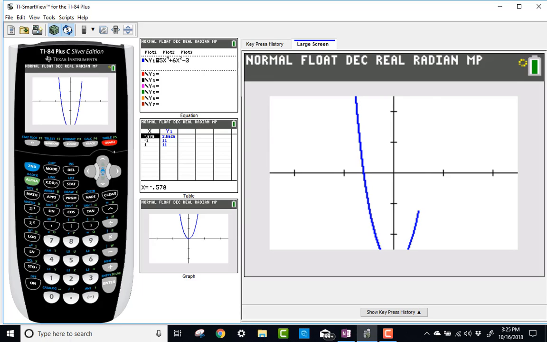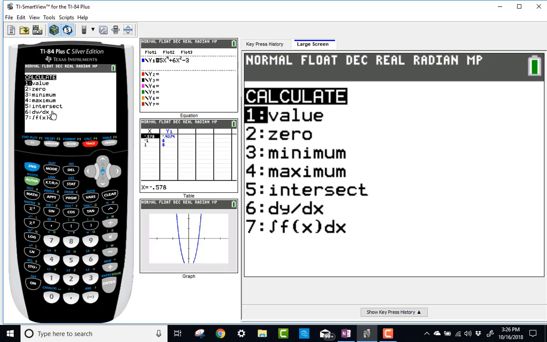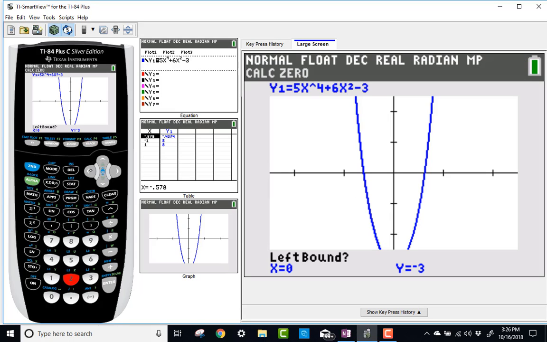So if we graph this, what we're looking for is where this equals 0. It looks pretty symmetric here, and if you actually verified that, it would be symmetric about the y-axis. So if I can find one of these intercepts, the other one's going to be the positive value. Let's go ahead and calculate. We're looking for a zero, number 2. We need a left bound, we'll hit enter. We need a right bound, and then a guess.